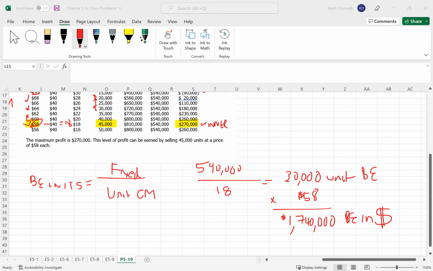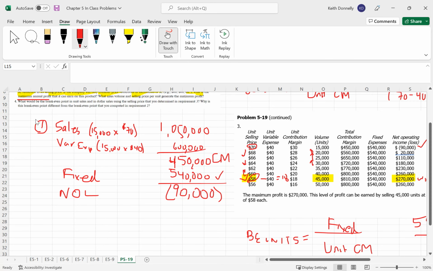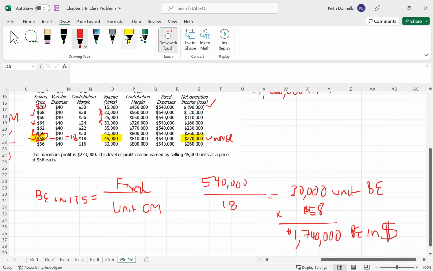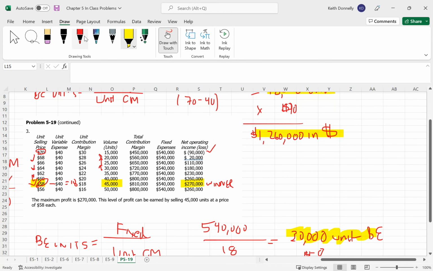The last little item here says, why is this break-even point different from the break-even point that you did in requirement 2? So in other words, why is the break-even point here 30,000 units at this amount in dollars? Why is this different than this one up here? Shouldn't they be the same?